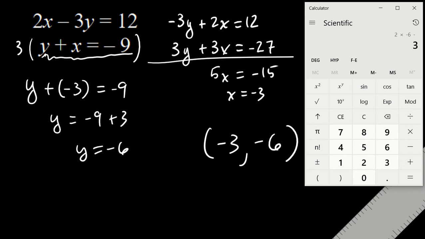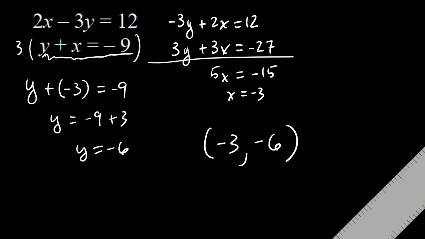No, it's 2 times negative 3. I'm fatigued and I'm already getting this wrong. Let me try again. 2 times negative, you know what, forget the calculator. Let me just write this out.